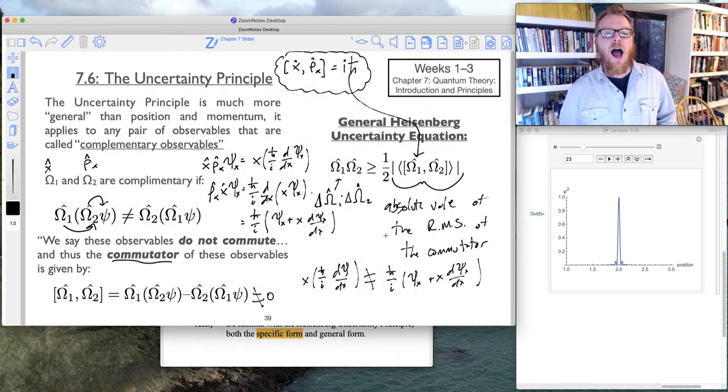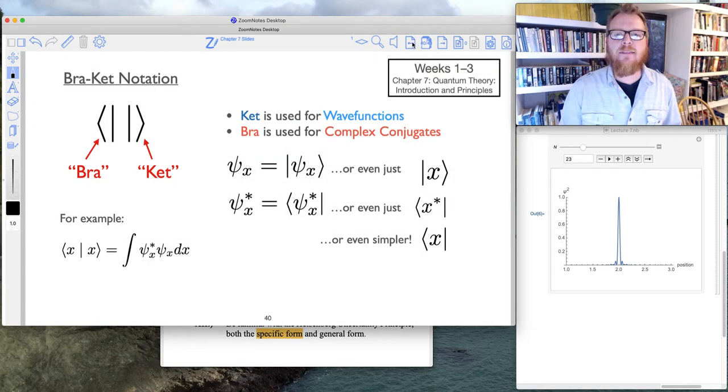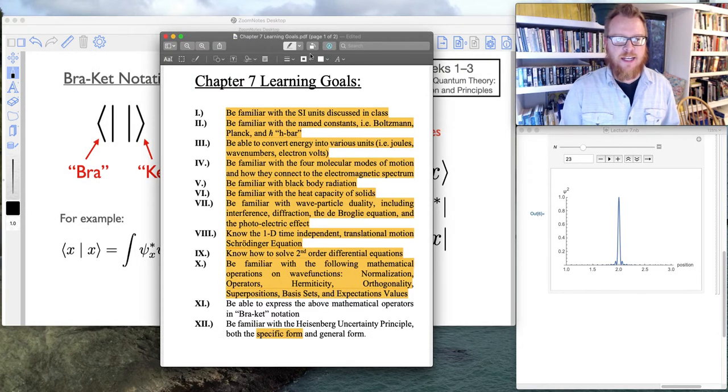And we will apply the general Heisenberg uncertainty equation to a couple of different observables. So linear momentum and position are complementary. As we shall also see later on in the semester, angular momentum and angle become a pair of complementary observables, okay? So that kills it off for the content that's in the book. So be familiar with Heisenberg uncertainty, both the specific and general form.